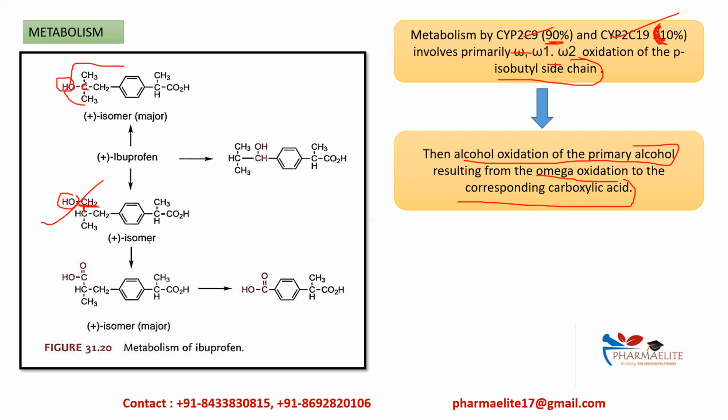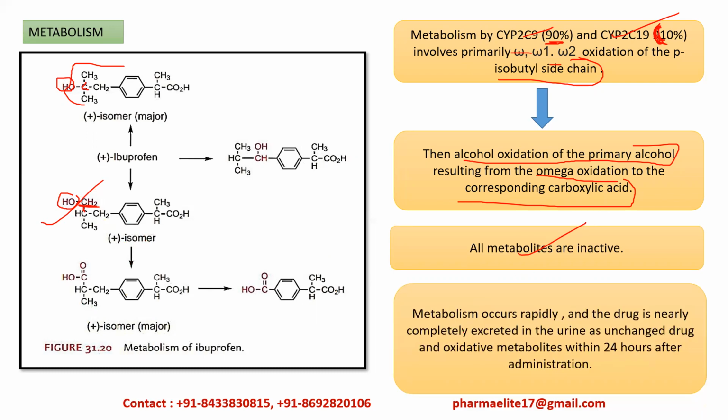Okay, then further this particular isomer will be converted to the corresponding carboxylic acid, and all of the metabolites are inactive. Metabolism occurs rapidly and the drug is nearly completely excreted in the urine as unchanged drug and oxidative metabolites within 24 hours after administration. Okay, and some metabolites can also be glucuronide conjugates.